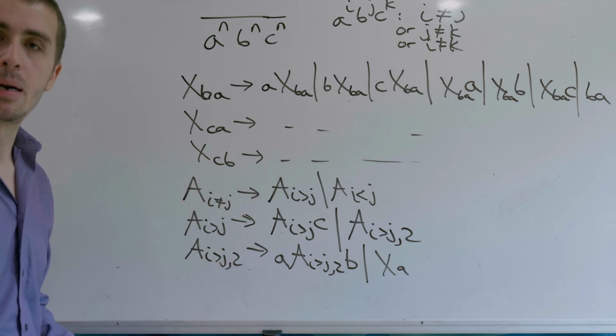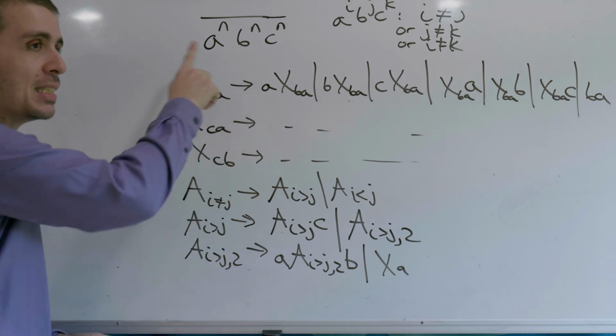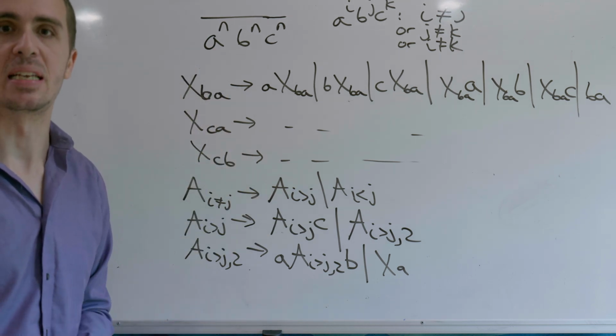So that was a context-free grammar for the set of all strings that are not of the form A to the n, B to the n, C to the n.